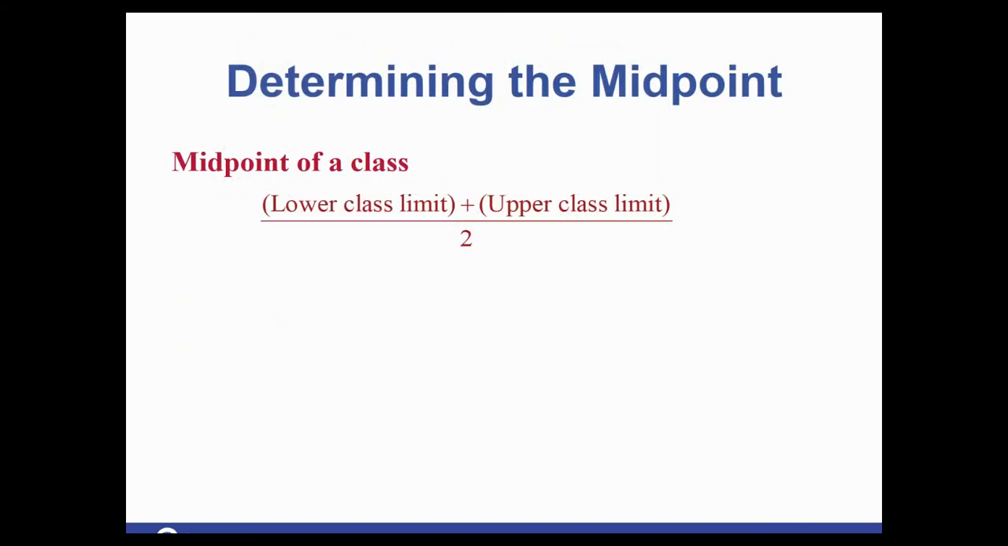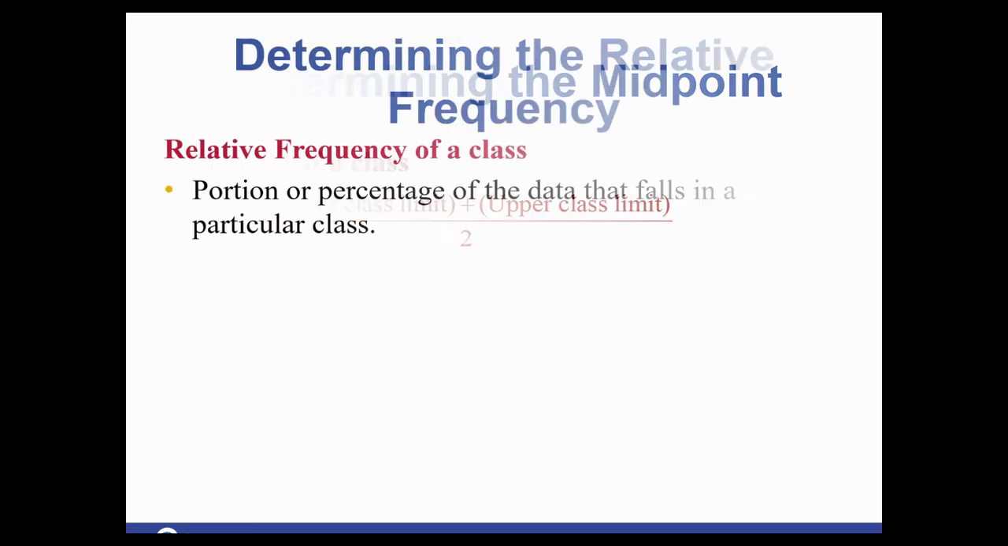Now, beyond the frequency distribution, you can do a couple more things with it. Like you could find midpoints for each one of those classes. It's like finding an average. You add the lower and the upper class limits together and divide by 2.